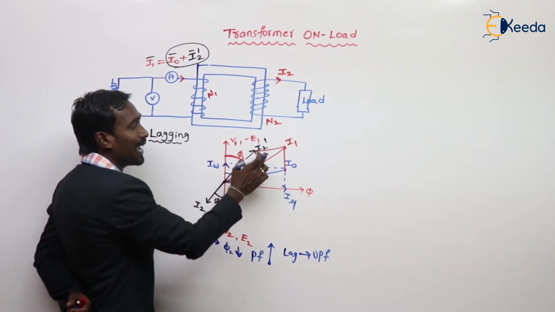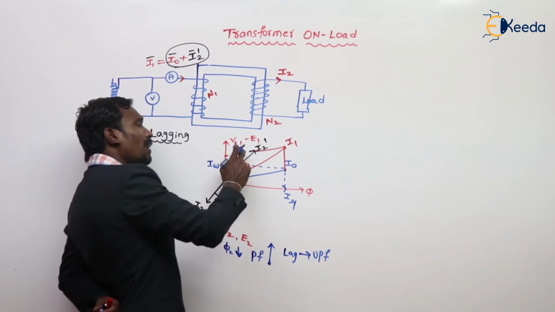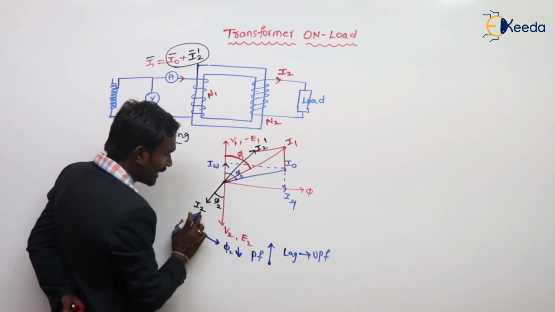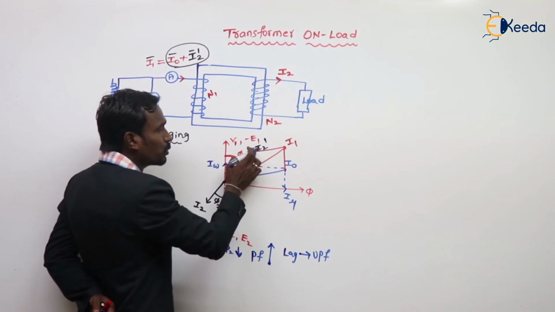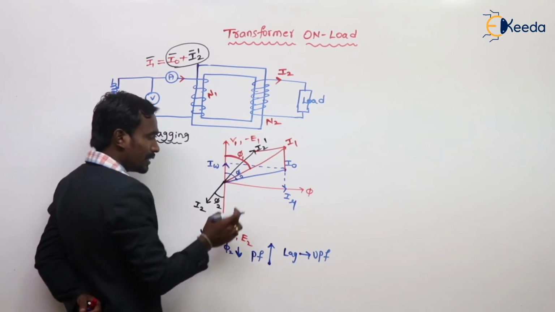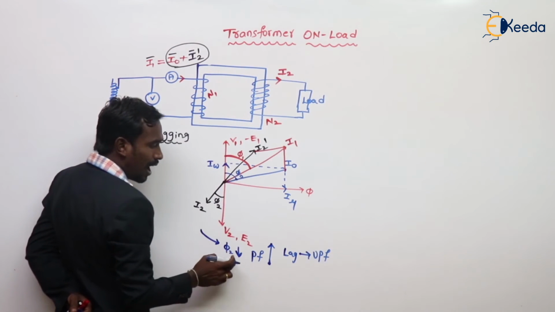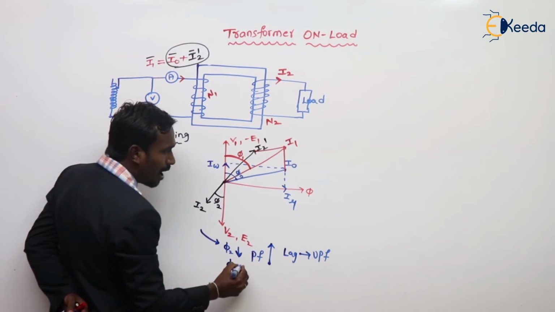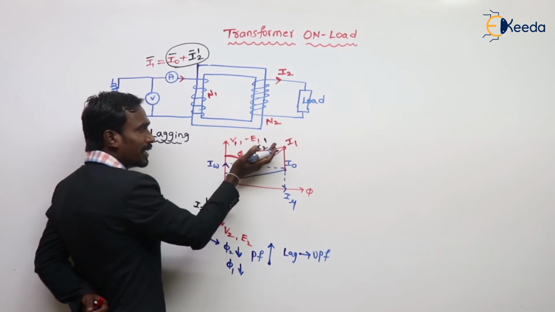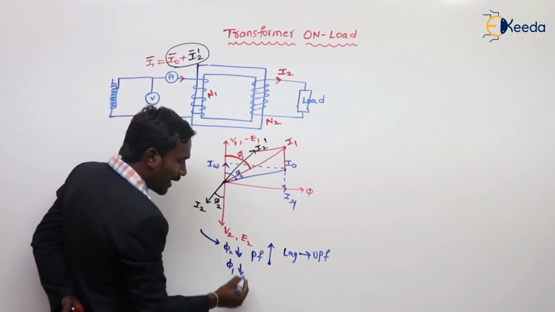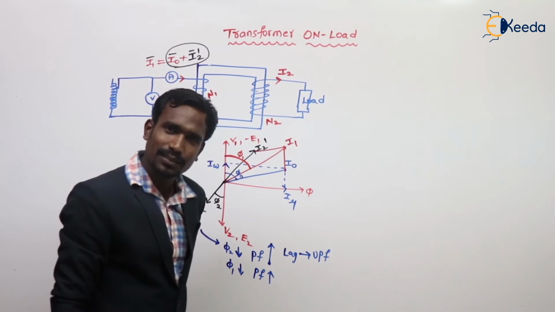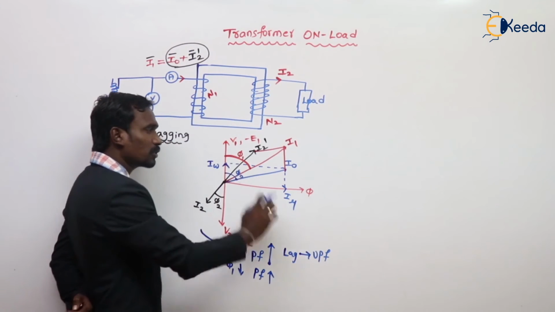Then what happened to I1, or what happened to phi 1? They will ask you this question. When I2 is like this, then I2 dash comes like this. When phi 2 decreases, automatically phi 1 also decreases. Because this is decreasing, this also decreases. Phi 1 decreases, which means the primary power factor also increases.